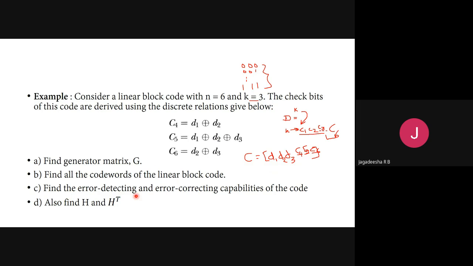Next, find the error detecting and error correcting capabilities of the code. So you need to consider some error pattern and just follow the steps that we discussed in example number 1, the previous example. And then also find H and H transpose. You know the equation how to generate H. H consists of I and P, right? And take the transpose of that. So these are the different steps to solve all these questions.